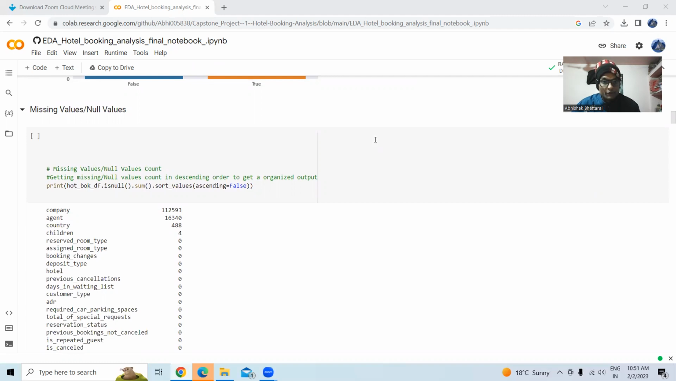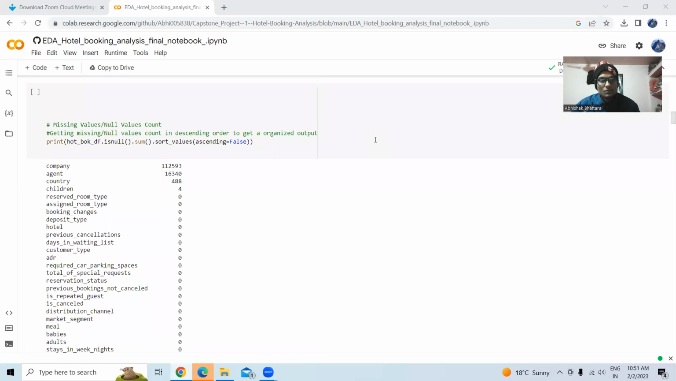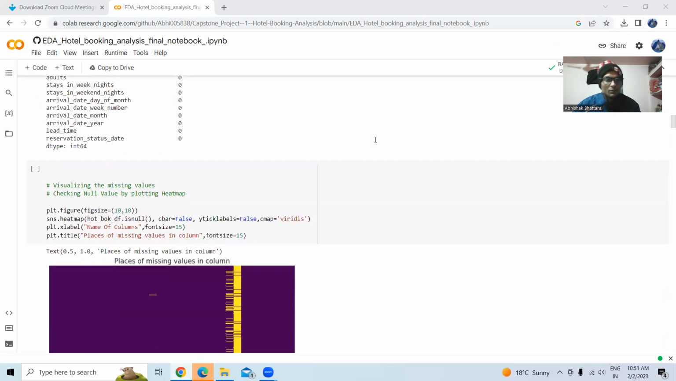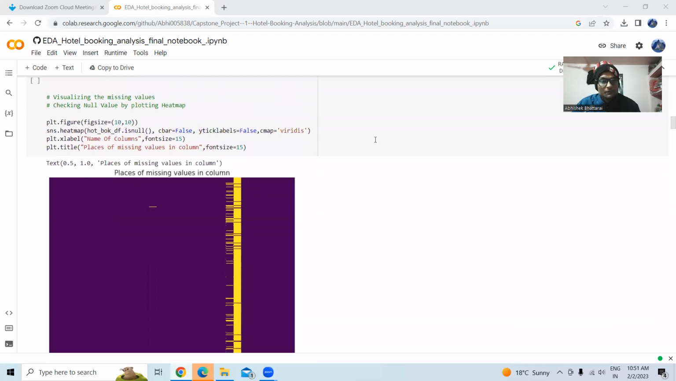In the company column, we can see there are maximum missing or null values, followed by agent, then country, then children. Children has only four missing values. We need to work on these, otherwise they will have an impact on our data set. Further down, we have visualized the missing values with the help of a heat map.